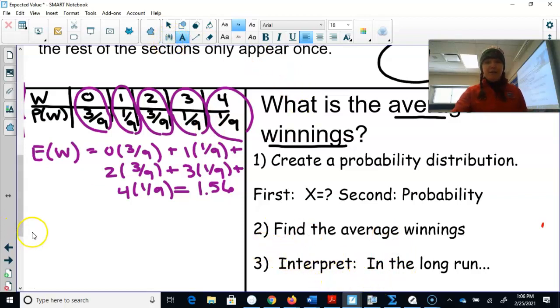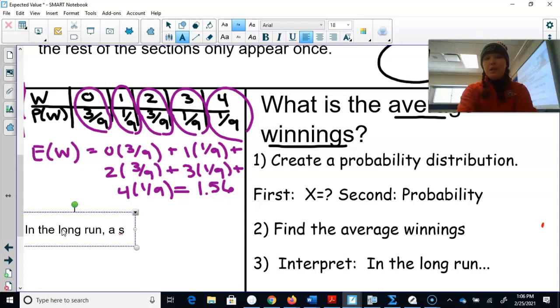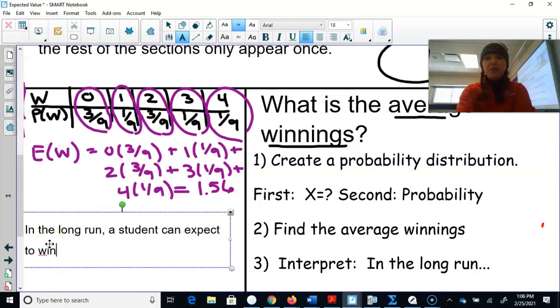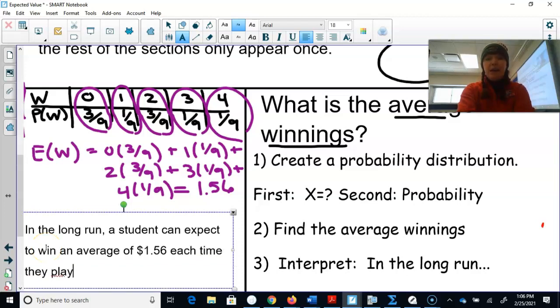What does this mean? It means in the long run, a student or a customer can expect to win an average of $1.56 each time they play the carnival game.